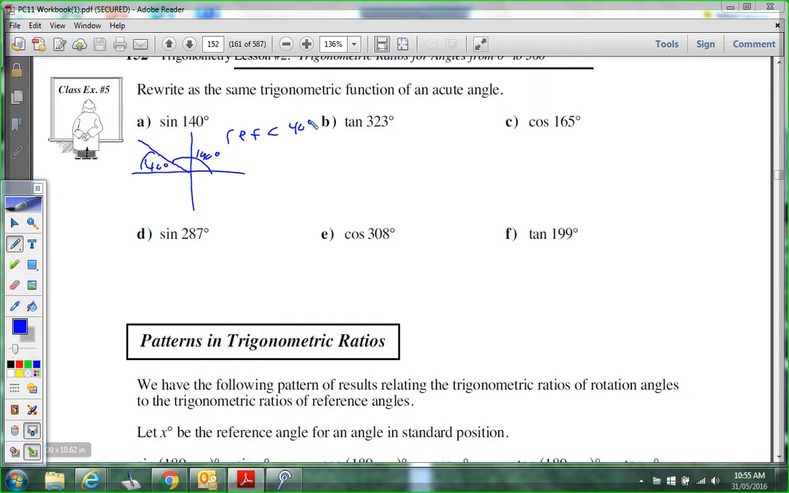Is sine positive or negative in 1 and 2? Positive. It's above, correct? So do we understand that sine of 40 is equivalent to sine of 140? So sine of 40 is going to have the same exact value as sine of 140 because it's over here. They're both the same sine because they have the same reference angle. Okay, so let's go back.